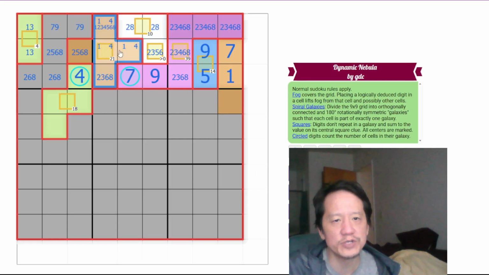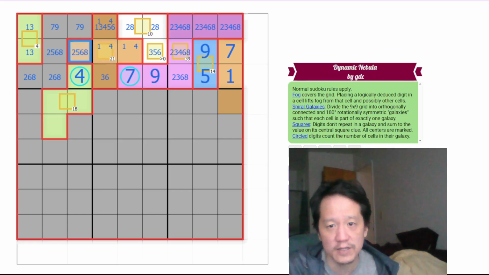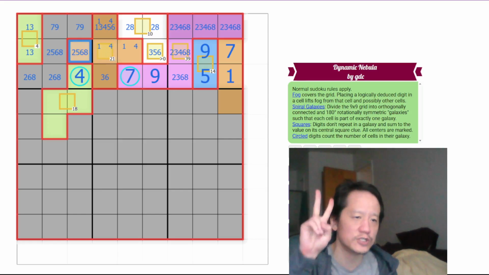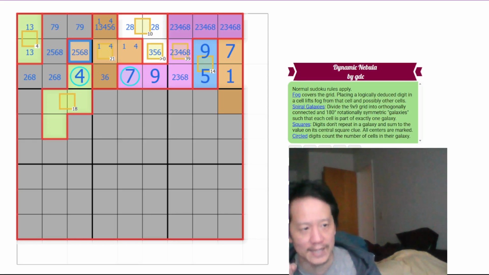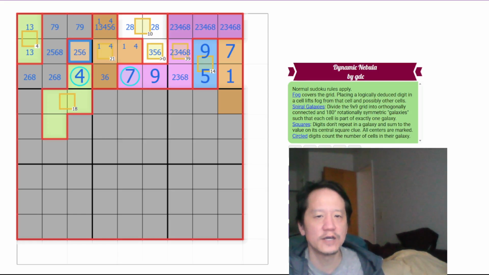That eliminates 2 and 8 from the rest of the box. So this can't be 2 and 8. This can't be 2 and 8. Where is the 8 in this 21 cage? And there has to be an 8 in there because we have 2 digits removed from 1, 2, 3, 4, 5, 6, 8, which adds up to 29 to add up to 21. So this has to be an 8 here, which means none of these are 8.